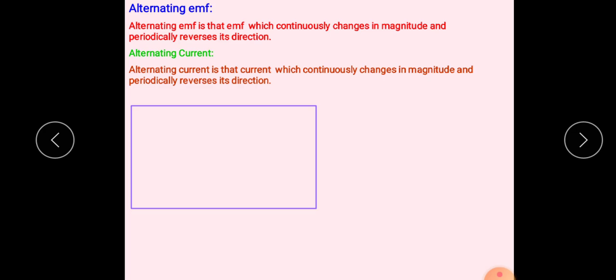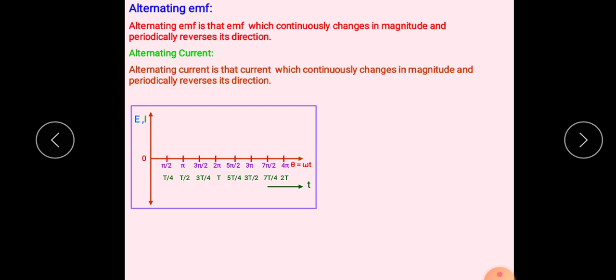The alternating current and EMF can be represented graphically as follows. There is an axis where theta equals omega t. The values of theta are 0, pi by 2, pi, 3 pi by 2, and so on, and the corresponding time intervals are T by 4, T by 2, and so on. And there is an EMF axis or current axis.